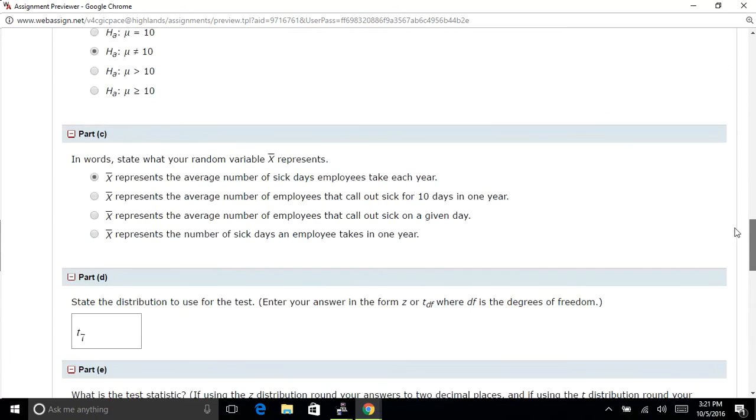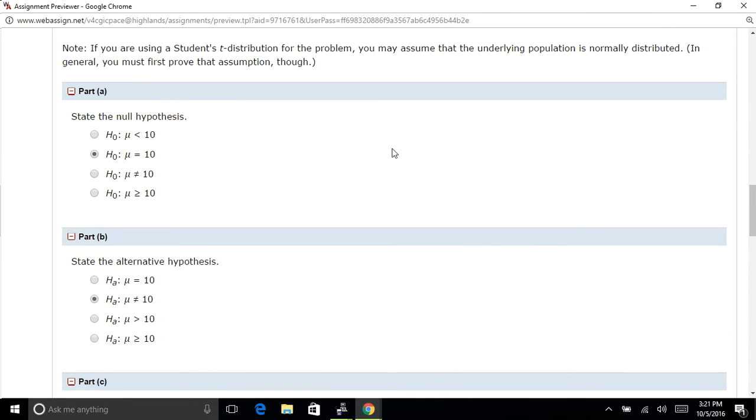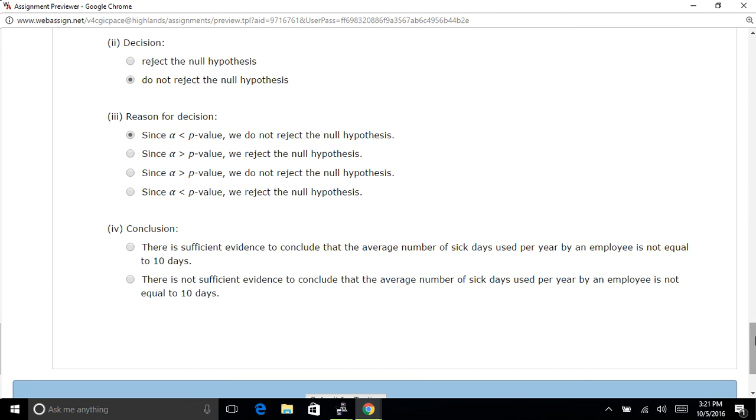All right, so if I don't reject my null, let's go back up to it. That means I've got to keep my null. So what does that mean? So that means there is not sufficient evidence to conclude that the average number of sick days used per year by an employee is not equal to 10 days, okay? So think of it that way, all right? You've got to think of these kind of things. And go back to your conclusions sheet, and remember there's cases for when there's an equality sign and when there's not an equality sign, okay?